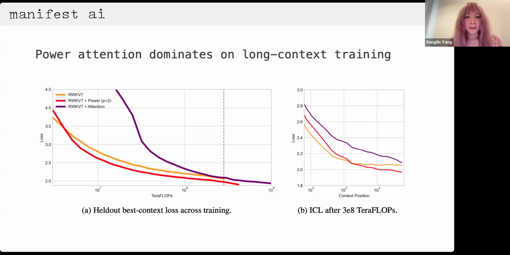So you use Raku 7's MLP layer, but you replace the Raku layer with power attention or the softmax attention layer, right? Exactly. I found this naming kind of confusing because I think it was some sort of hybrid model. Sorry. Maybe we could say Rokov 7 substitute power attention. Maybe that would be cleaner.